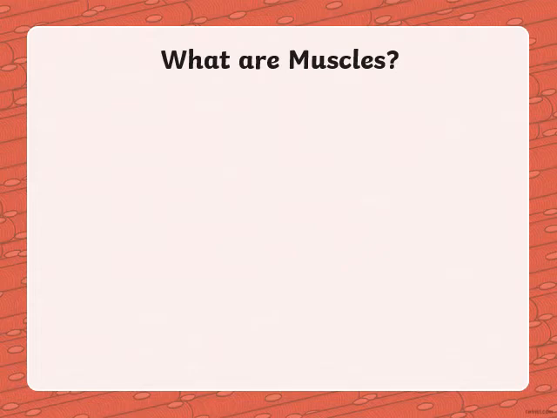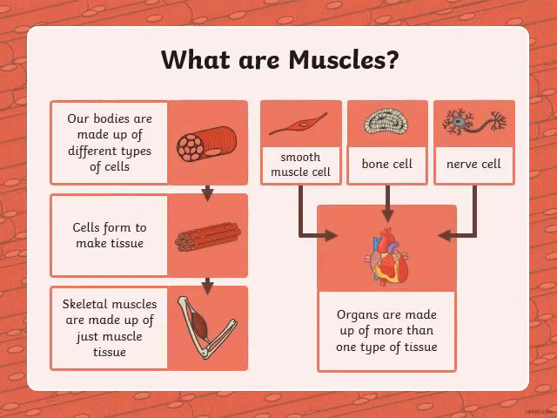So if we ask the question, what are muscles? Pause the video. See if you can come up with an idea as to what you think muscles might be. So muscles are made up of different types of cells, and these cells form to make tissue. And the particular type of muscle that we're really focusing on today is going to be the skeletal muscles, which are made up from just muscle tissue.